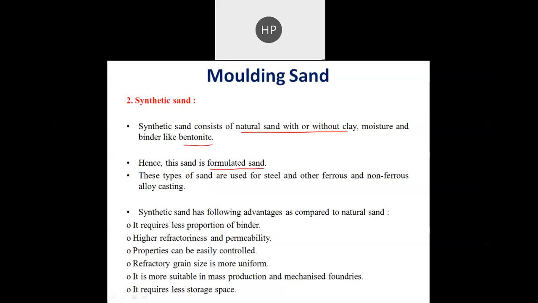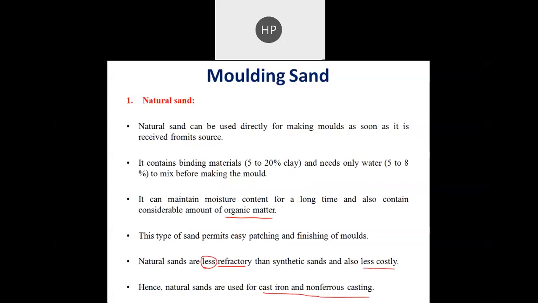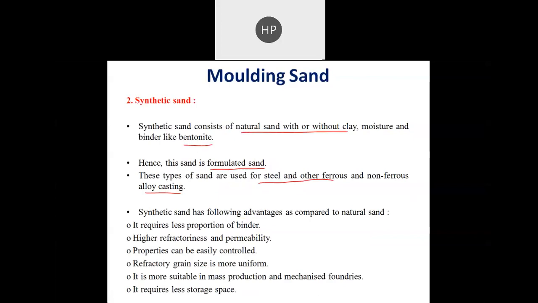These types of sands are used for steel and other ferrous and non-ferrous alloy casting. Generally we use natural sand for steel, and for ferrous and non-ferrous alloys we use a synthetic sand. And the synthetic sand has the following advantages as compared to the natural sand.